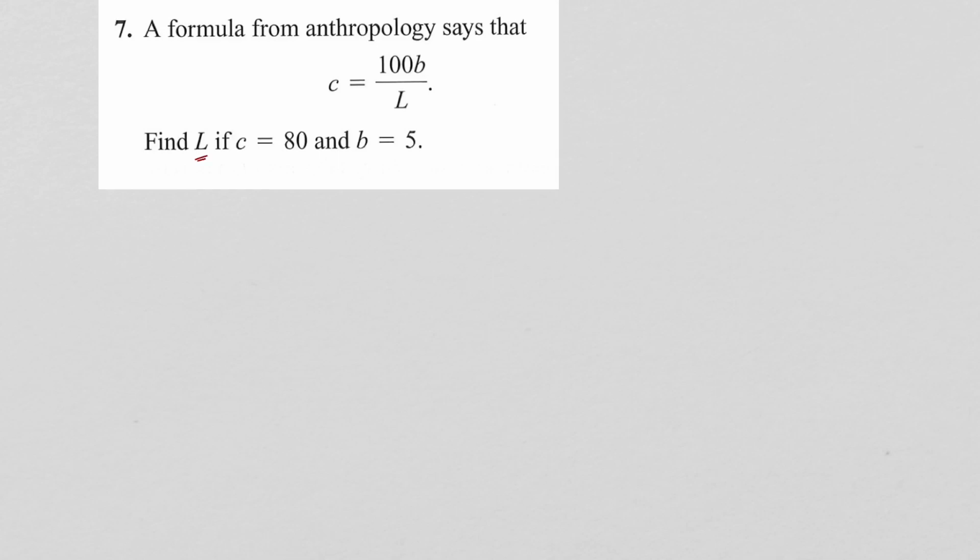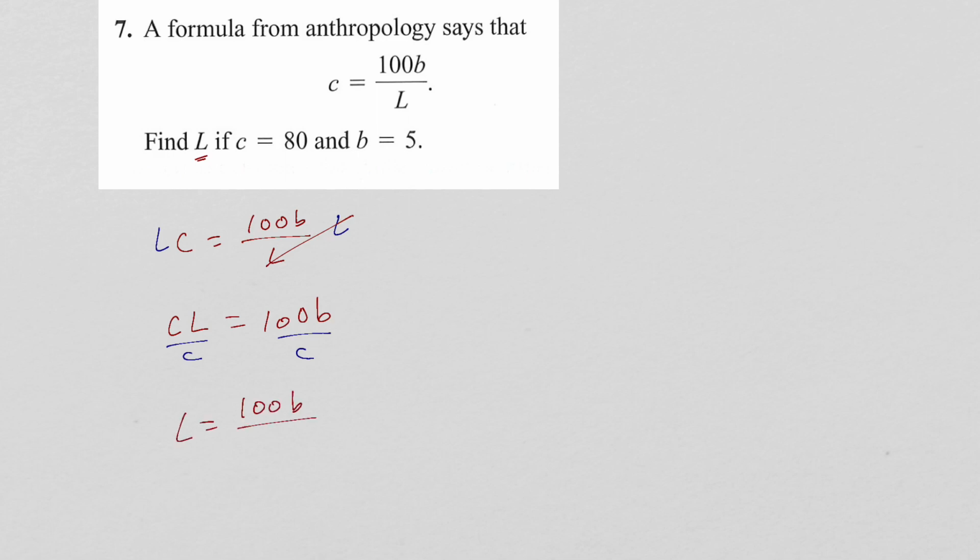Okay, we're going to solve for L. So if we start with C is equal to 100B over L, we can start by multiplying each side by L, and I'll put it in alphabetical order here. So I'll get CL, same thing as LC, is equal to, this cancels, so I have 100B. And then if I'm solving for L, I'll divide it by C, and I'll get L is equal to 100B over C. So that's the formula.